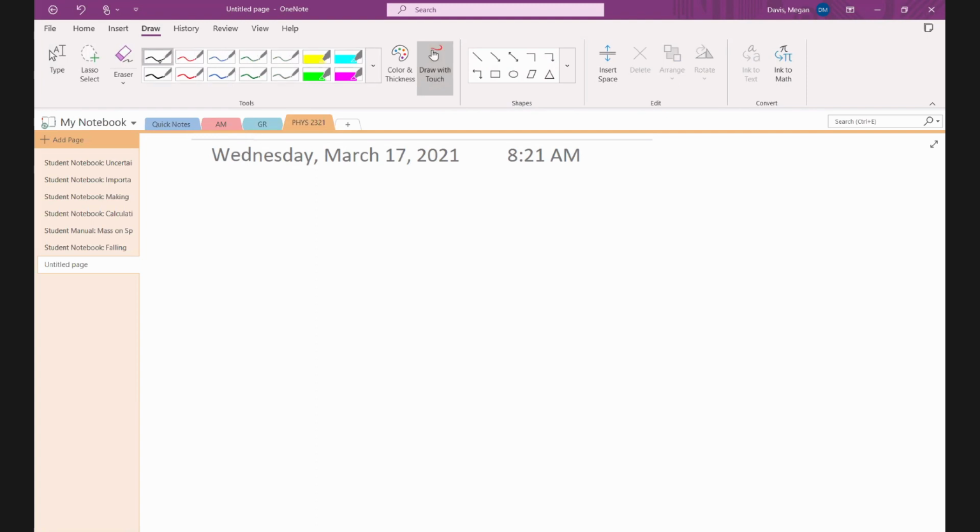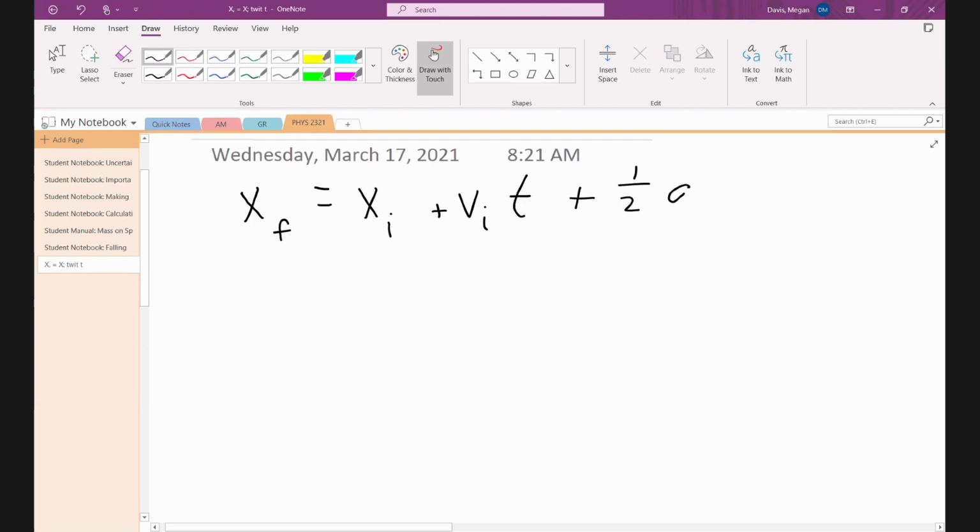Okay, so we're going to start with one of your kinematics equations. Specifically, x final is equal to x initial plus v initial times t plus 1/2 AT squared. So this equation hopefully looks very familiar. Again, this is just one of your main kinematics equations that you've probably used many times by now. I hope you've used it many times by now.